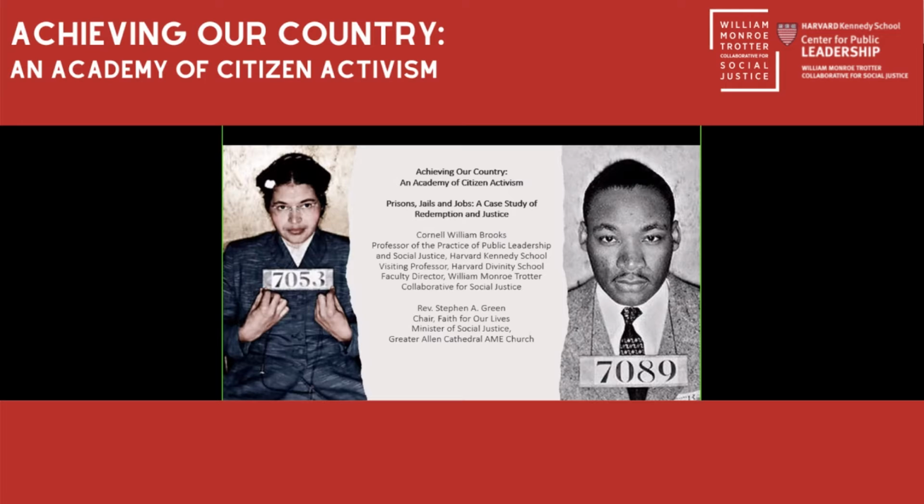Arrestee 7089, the man in the mugshot 7089, is of course the Reverend Dr. Martin Luther King Jr. Arrestee 7053, mugshot 7053, is of course Mrs. Rosa Louise Parks, the mother of the modern civil rights movement. These photographs, these sepia tone pictures of yesteryear, these black and white pictures of the past, are in fact a portrait, if you will, of the degree to which America has literally criminally recognized its citizenry.